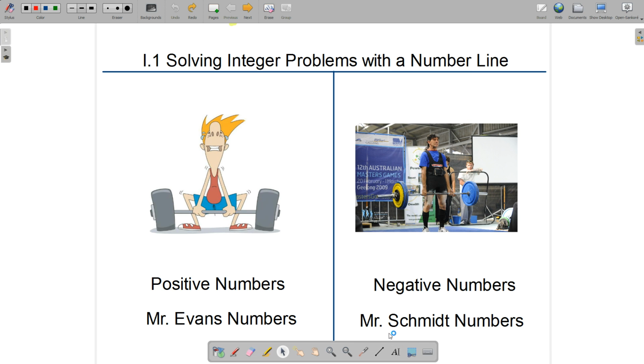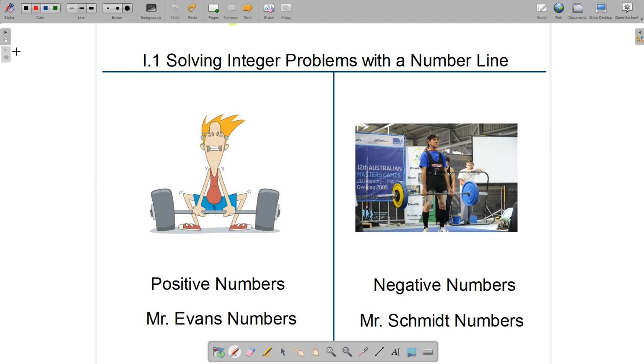The first section we're going to cover is on I.1, or solving integer problems using a number line specifically. In order to solve these problems, though, we have to think about positive and negative numbers and how they interact with each other. The way that I like to remember how this works is I think of positive numbers as really weak and scrawny and not very strong, like Mr. Evans. But then I think of negative numbers as big and tough and powerful, a lot like Mr. Schmidt. So positive numbers, weak and scrawny, negative numbers, big and strong.